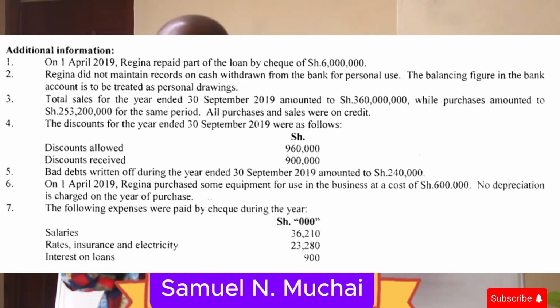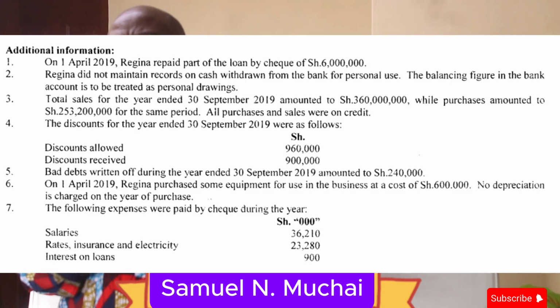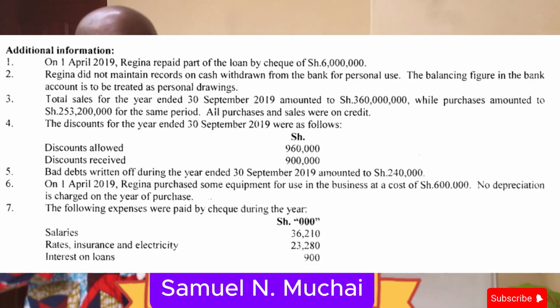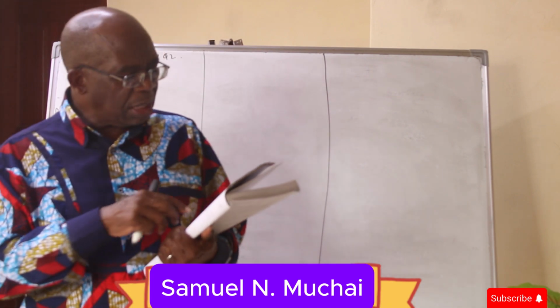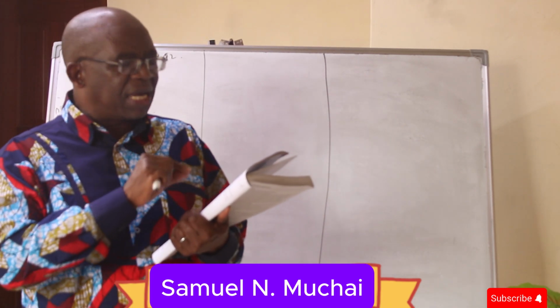Like I've said, you need to be very, very sensitive, and I like telling students, practice makes accountants. It is when you do so many questions that you discover the examiner's tricks. If you look at this question, if you look at the listing right from the beginning, you realize you have not been given capital anywhere.